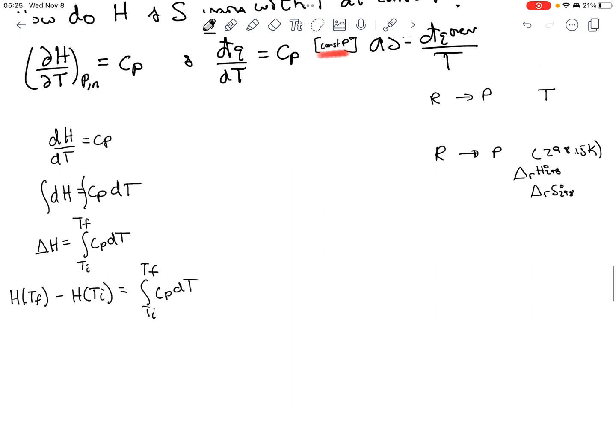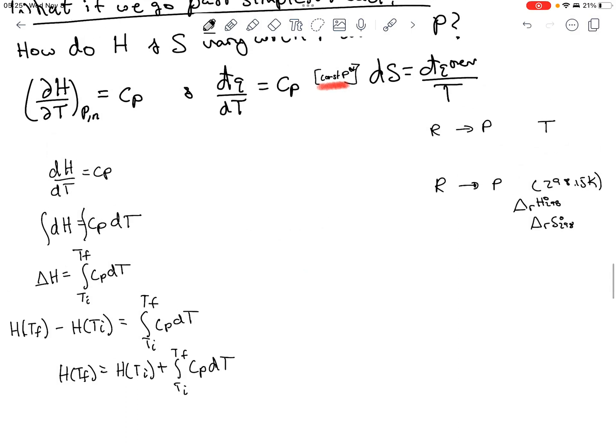And again, if I want to write this another way, I could also write that the H at my final temperature is equal to H at my initial temperature plus the integral from Ti to Tf of Cp dT. Not delta, of course, just d.